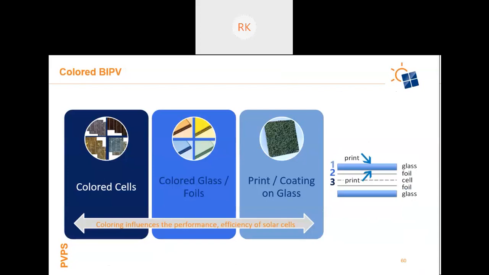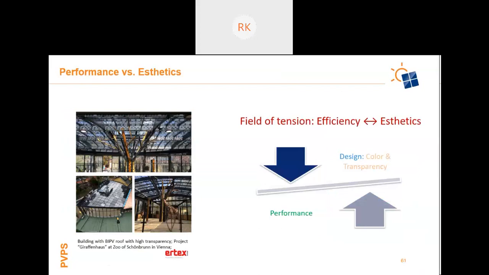One example of product diversity and degree of design freedom for architects, in my presentation today, is the coloring of BIPV products. Here you have different opportunities like colored cells, colored glass foils, and printing and coating on glass, where already many products are available on the BIPV market. Next slide, please.